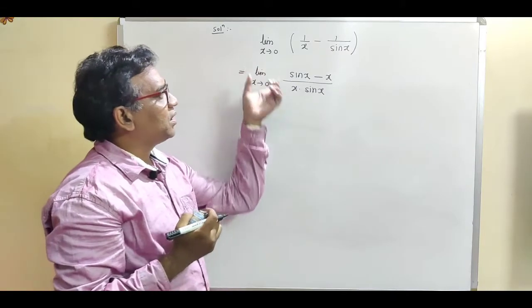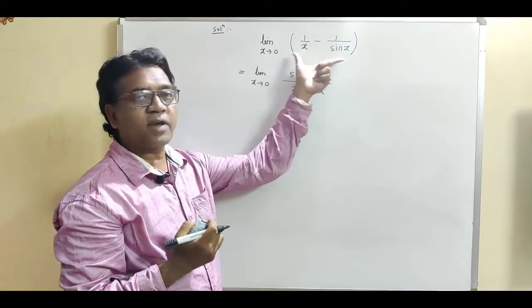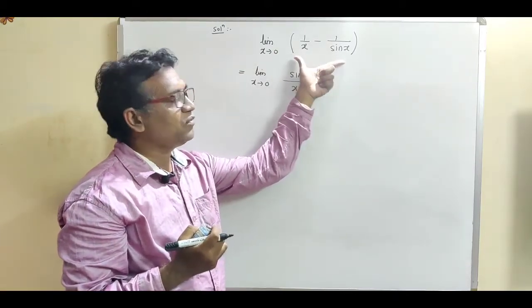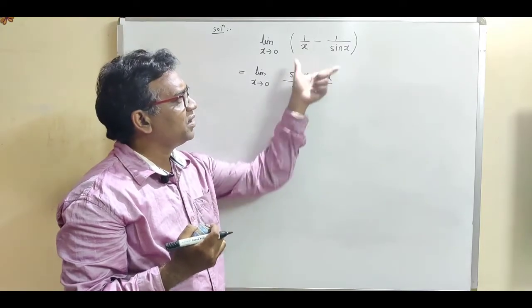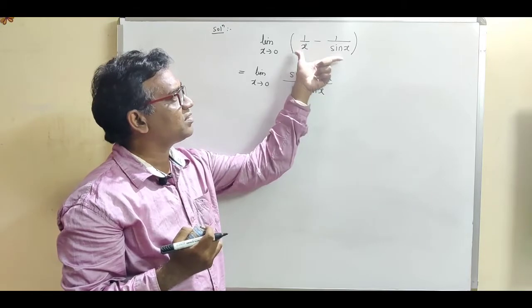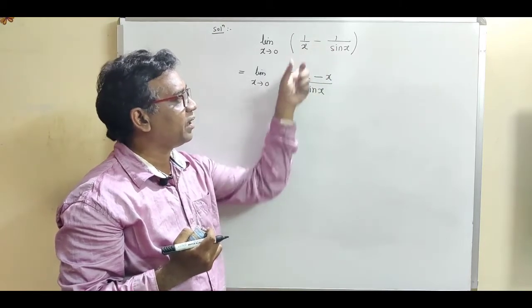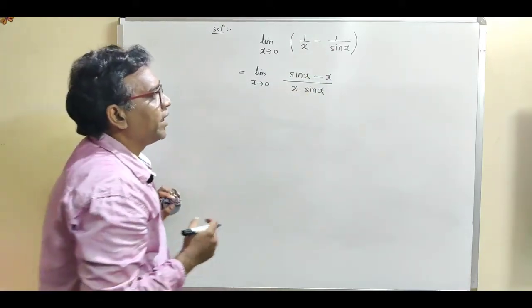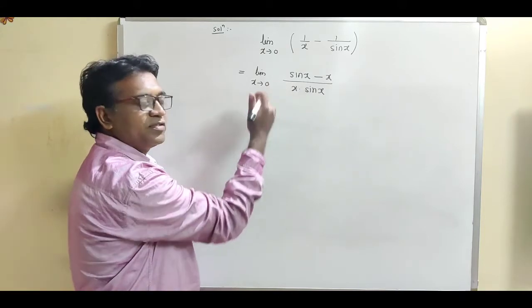How to convert? If the limit form contains some subtraction, then how to convert this subtraction in terms of division? Just take the LCM, the term of LCM, x into sin x, and just cross multiply, so we get this division. So this is the proper form, which is the division form.